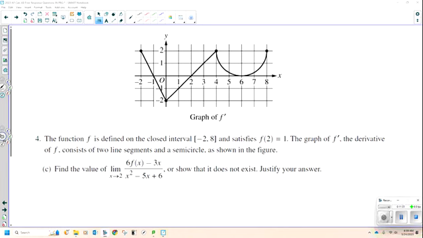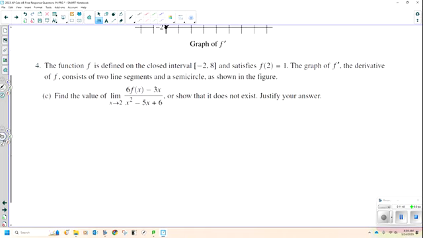All right, 4C, and it looks like we finally get to do some algebra here, some math and calculations with numbers. Find the value of the limit as x goes to 2 of 6 times f of x minus 3x all over x squared minus 5x plus 6, or show that it does not exist. Justify your answer. The easiest way to do this is to just plug in this 2.